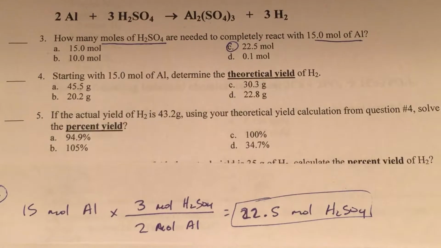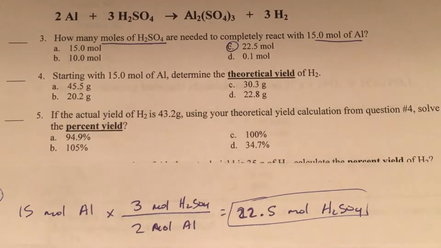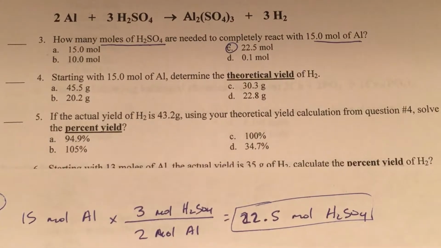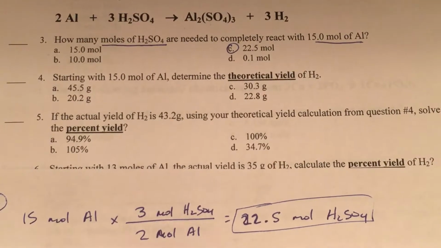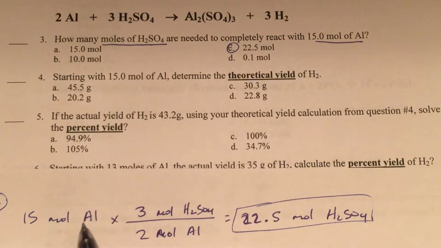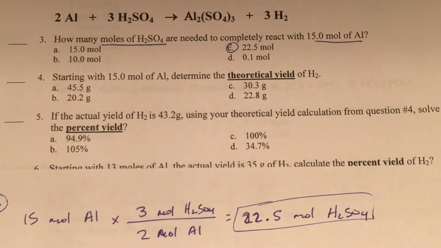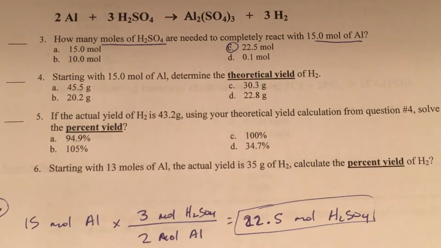Okay, number 4, starting with 15 moles of Al, determine the theoretical yield of H2. Okay, well, we've already saved ourselves a little bit of work because we had already started with 15 moles of Al, or found out how many moles that was in the problem above. So again, we took our 15 moles of Al, set it up as a mole ratio, which gave us 22.5.